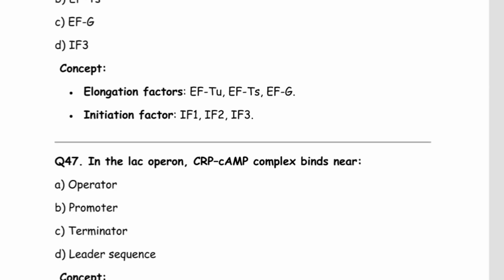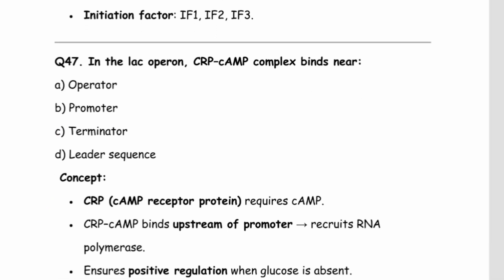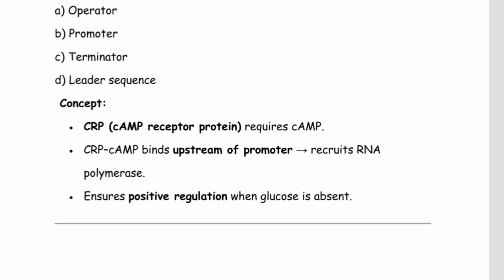Next question, in the lac operon CRP-cAMP complex binds near A. Operator, B. Promoter, C. Terminator and D. Leader sequence. Correct answer is it binds upstream of the promoter. CRP requires cAMP. This complex binds upstream of the promoter and it recruits RNA polymerase. Why is that complex important? Because it ensures positive regulation when glucose is absent.